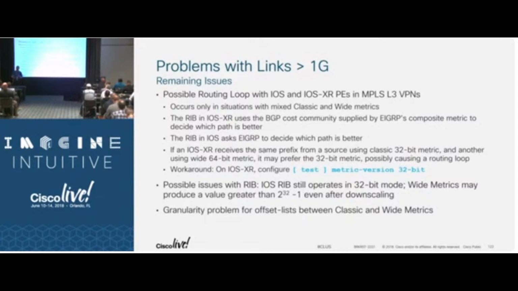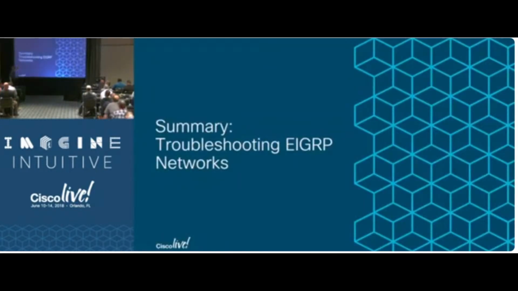And also, if you combine new and old metrics and do offset lists, you may know that offset lists actually translate themselves into modifying the delay metric. The increment in the delay metric may be different between the old and the new version of metrics. They will likely do what you want. The metric will go higher, but not by the same increment you actually specified. Don't be surprised.